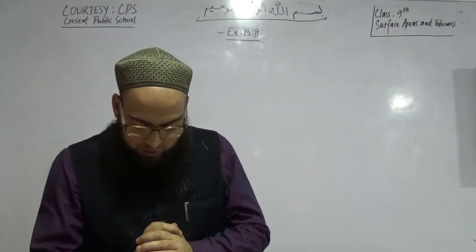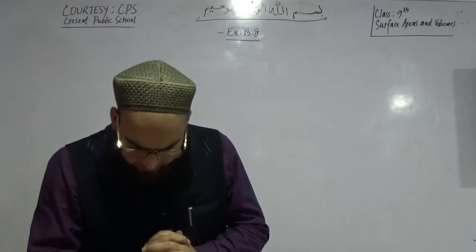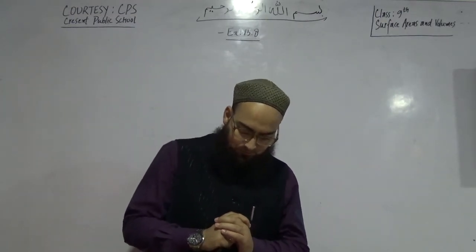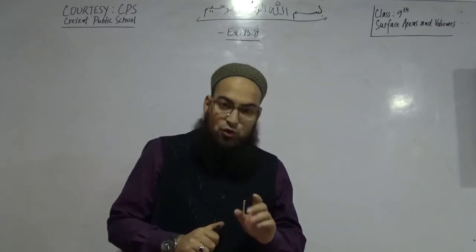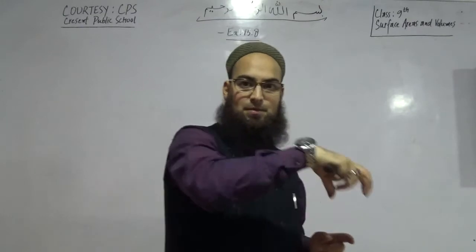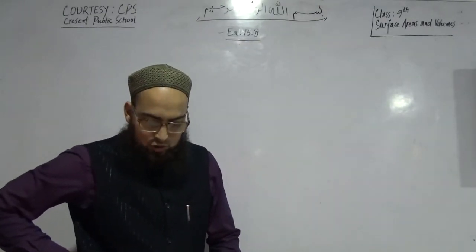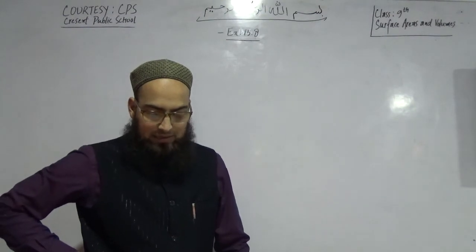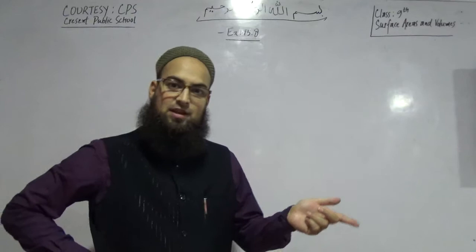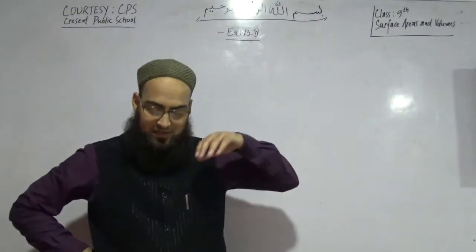Find the amount of water displaced by a solid spherical ball of diameter 28 centimeter. Now diameter is given. Amount of water displaced is equal to the volume of that object which is immersed into the water. So Archimedes principle. That means you need to find the volume of the ball. From diameter you get the radius. Then you apply 4 by 3 pi r cube, you'll get the volume. That is the amount of water displaced by that very ball.